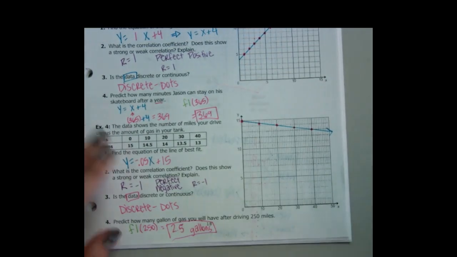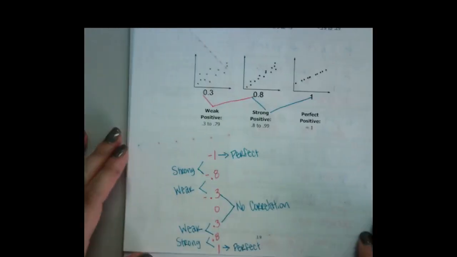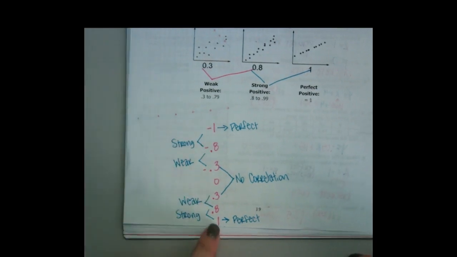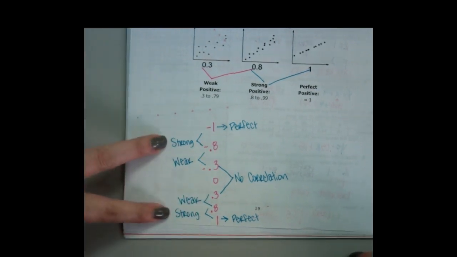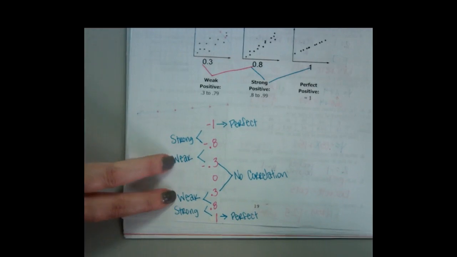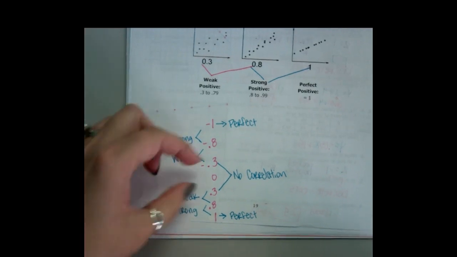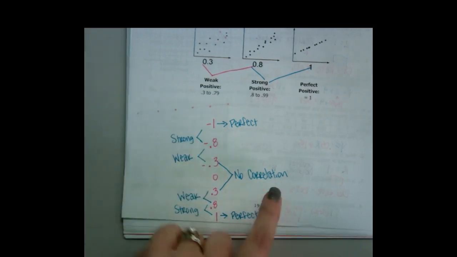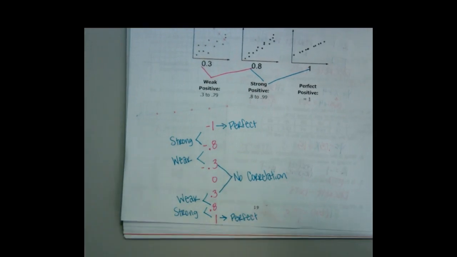All right, so the big thing to remember from this lesson is the scale right here. These are your big key numbers. So if it's between 0.8 and 1, either positive or negative, it's going to be strong. If it's between 0.8 and 0.3, either positive or negative, it's going to be weak. And if it's anywhere between the 0.3s, including 0, we're going to say no correlation. Okay?